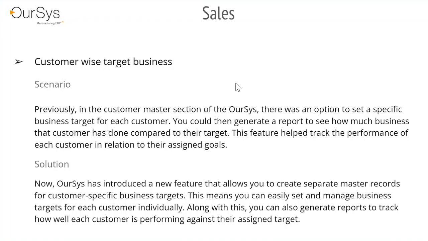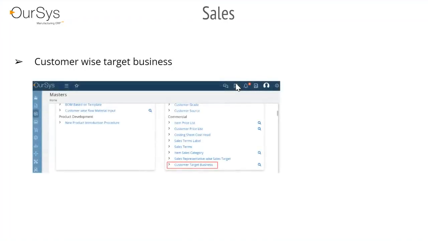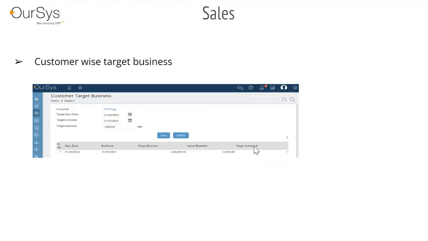So with the help of the image, let us understand. In the master section, we have given a link called customer target business, where against the customer wise, you can define the target business that you are expecting from the particular customer, as well as you can define the date range between the target that you have set.